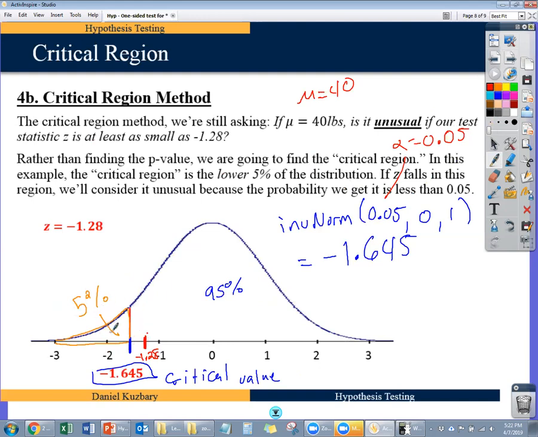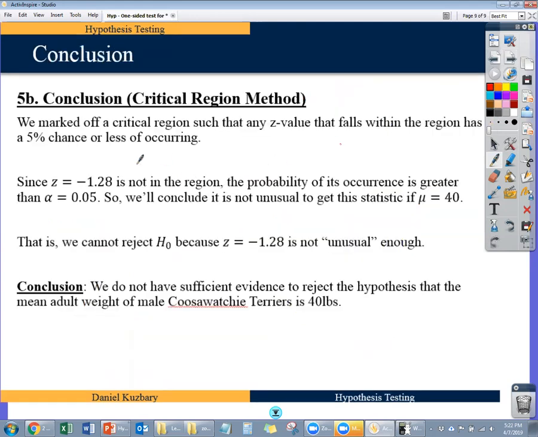If it's in the region, we'll call it strange, and we'll reject the null hypothesis. If it's not in the region, we'll say it's not unusual. It's with this 95% over here. But if it's in this lower 5%, we'll say there's less than a 5% chance that happens, we'll call it unusual. So we marked off the critical regions such that any Z value that falls in the region has a 5% chance or less of occurring. So since this is not in the region, the probability of its occurrence is greater than 0.05.